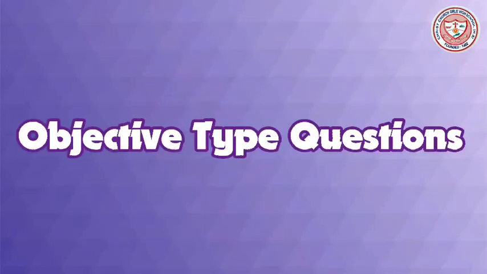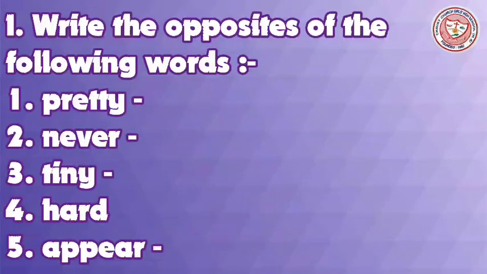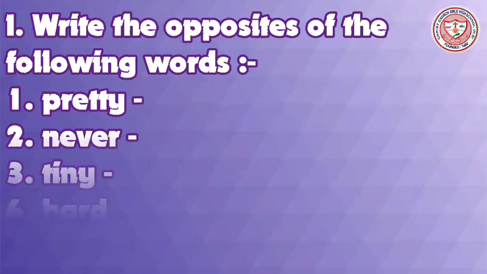So now I have discussed all the questions and answers again and again. Now I hope you can easily write the answers. Now let's move on to the objective type questions. You can do it on your own. Question number 1. Write the opposites of the following words. Pretty, never, tiny, hard, appear.